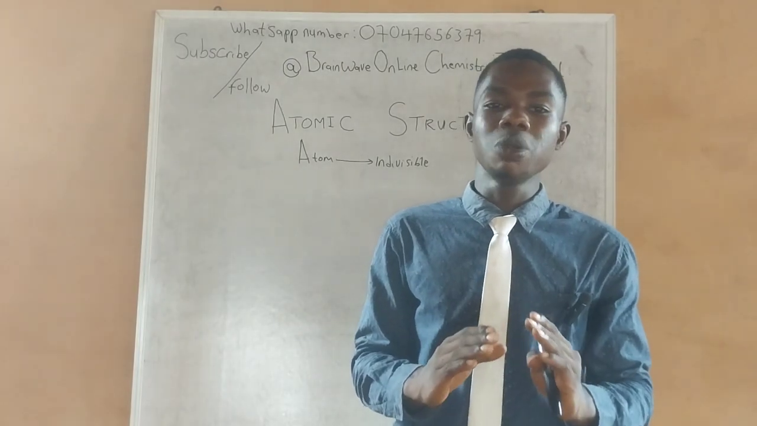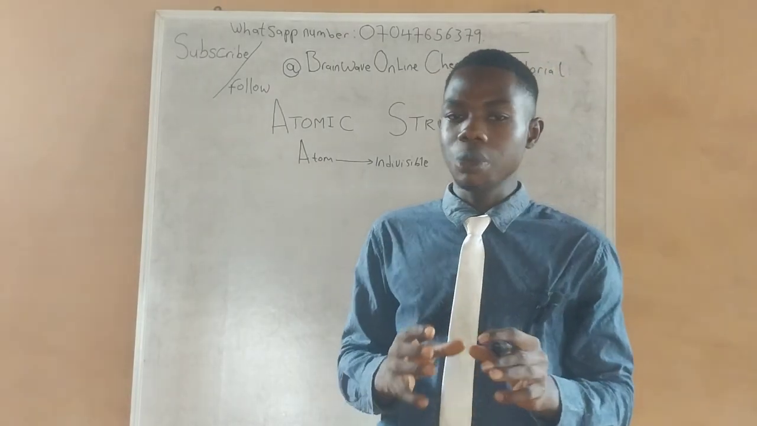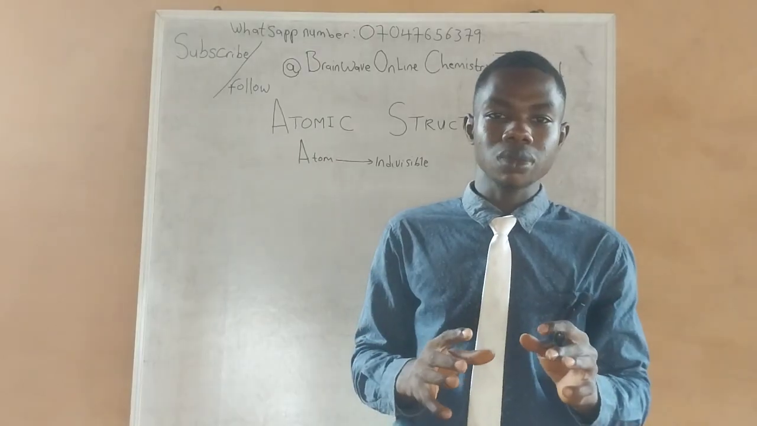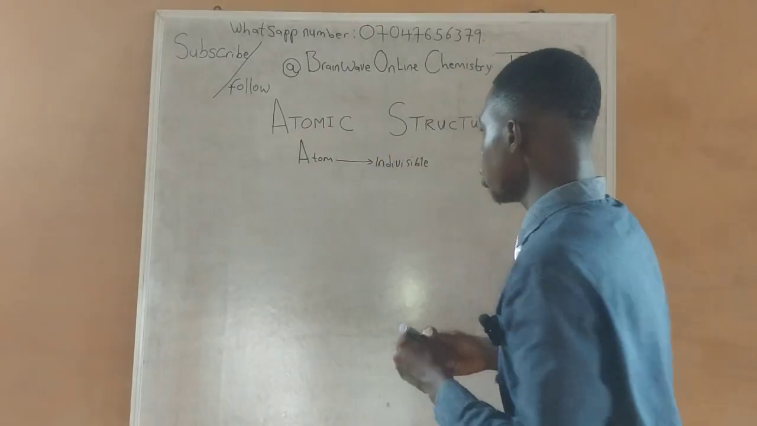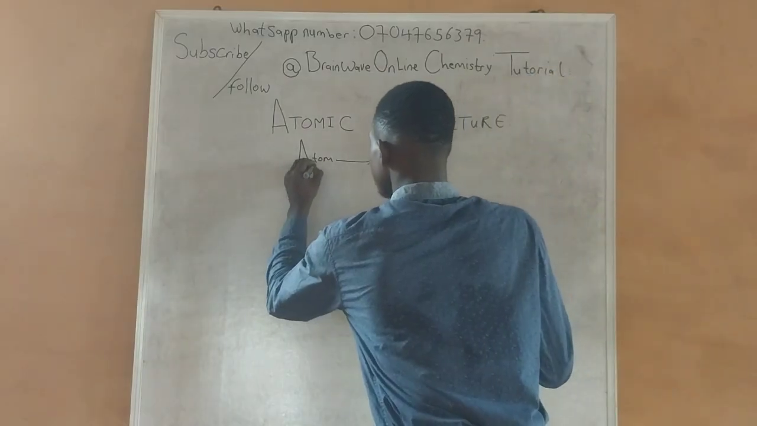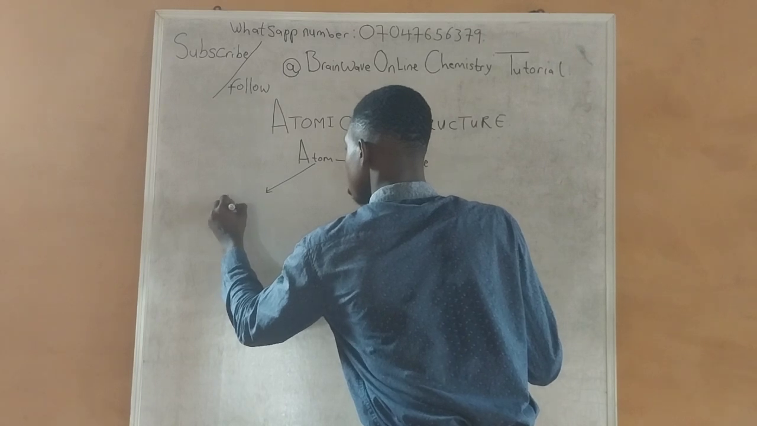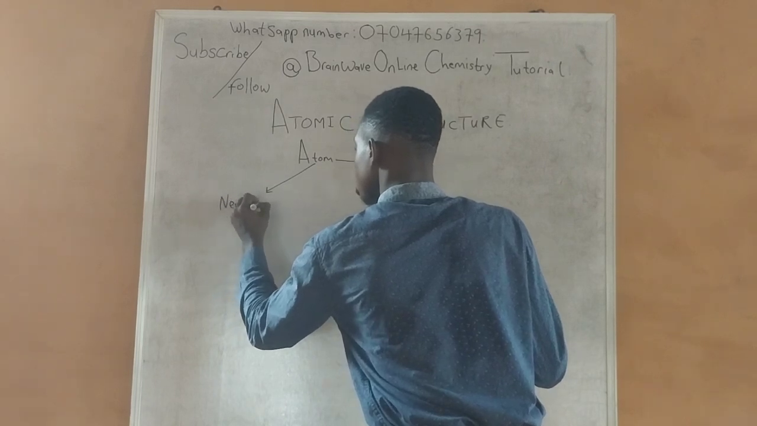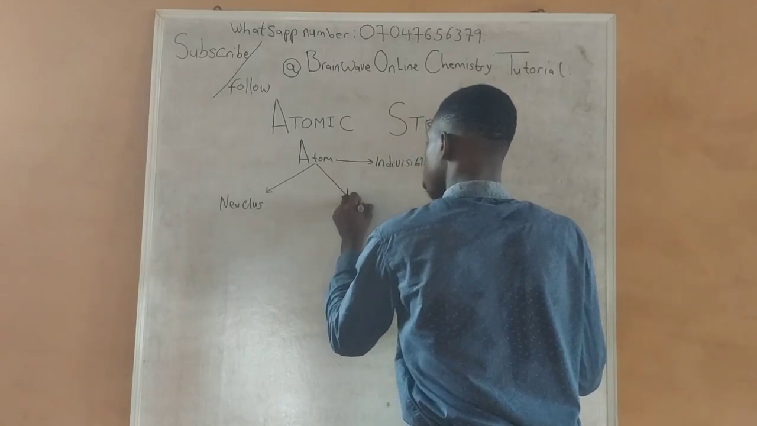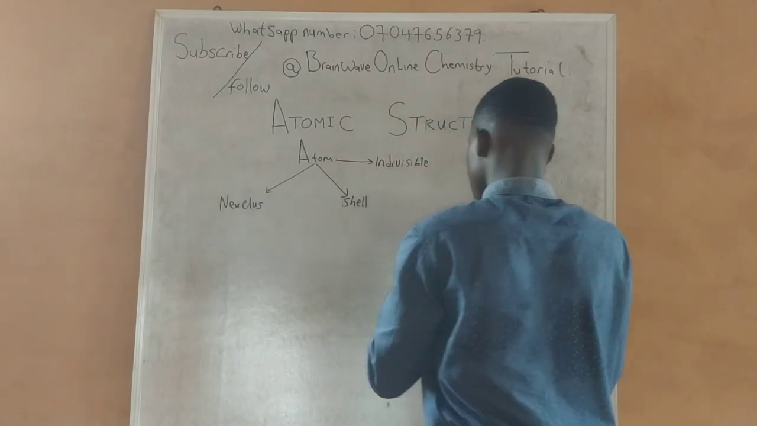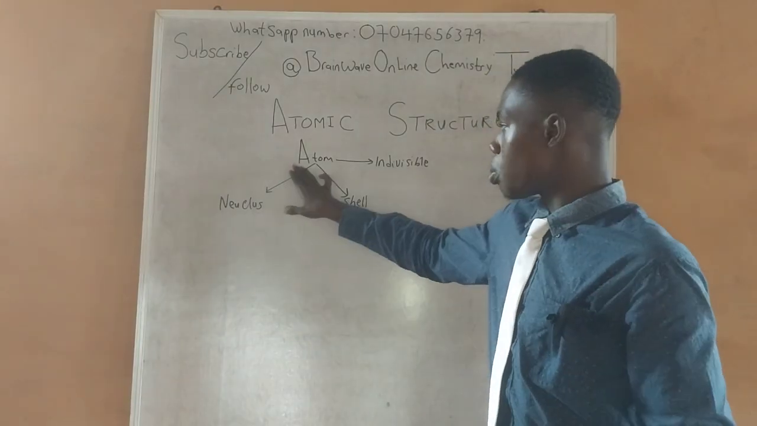From here, we'll be moving straight to the structure of an atom. And please don't forget that an atom is made up of two major parts, which include the nucleus and the shell. These two parts make up the atom of an element.